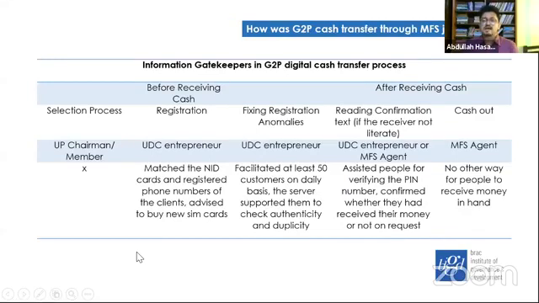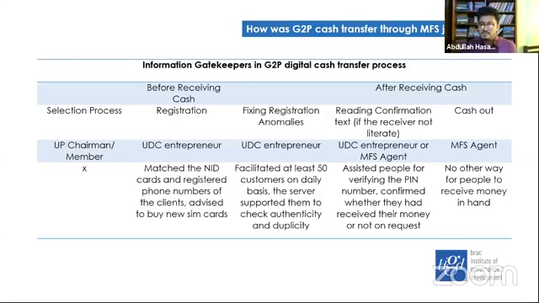So if we see how these UDC entrepreneurs and MFS agents jointly collaborated to facilitate this cash transfer program from government to people, we divide the entire process into before receiving cash and after receiving cash. Before receiving cash, in the selection process, the UDC entrepreneurs and the MFS agents do not have any role. But when the registration process started, the entrepreneurs helped people who were selected by the UP chairman or members to register for the cash transfer program with information and technical support.